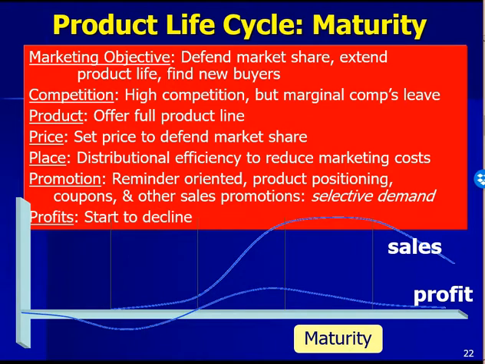Finally, profits start to decline. That's the indicator that you're in maturity, and sales will often peak in the maturity stage as well. So we see that sort of peak level for sales here, whereas profits are going to start to turn negative.